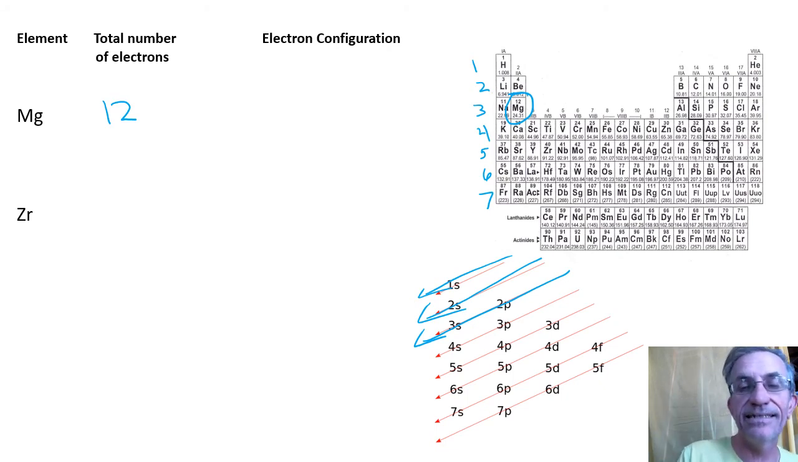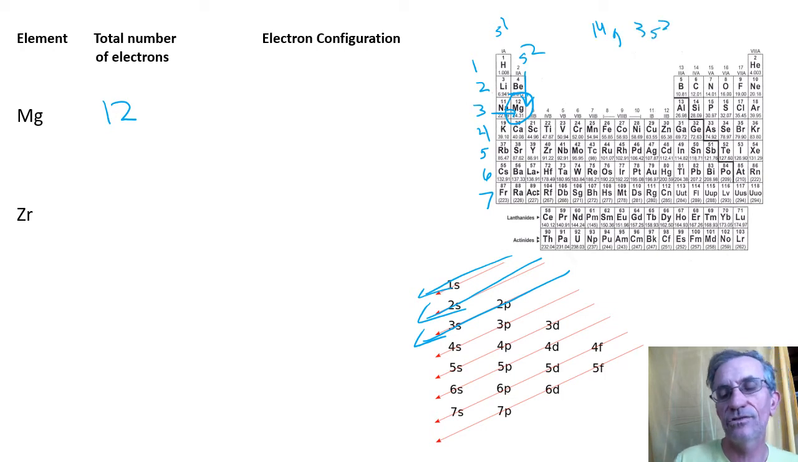It should end in the S's here. Magnesium should end in 3s2. If we do it right, we better end in 3s2. If we don't end in 3s2, we goof something up. That column, the second one over, ends in s2. And specifically, it's in the third row, so it would be 3s2.